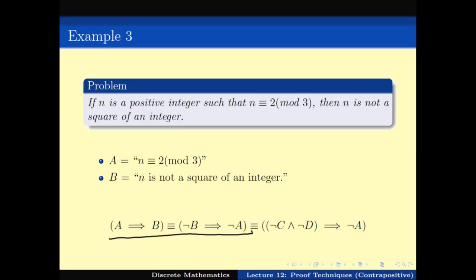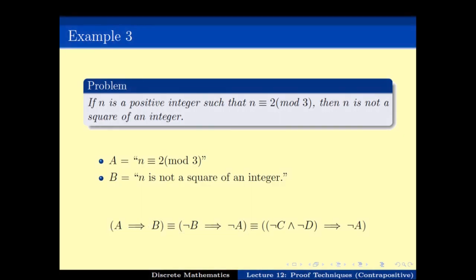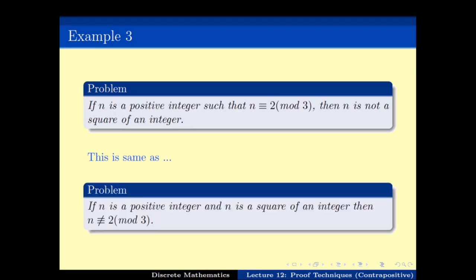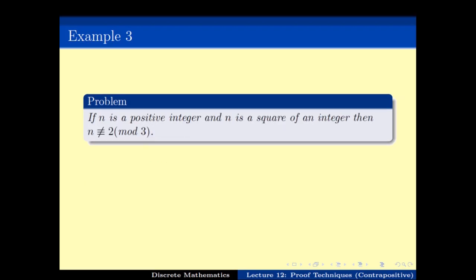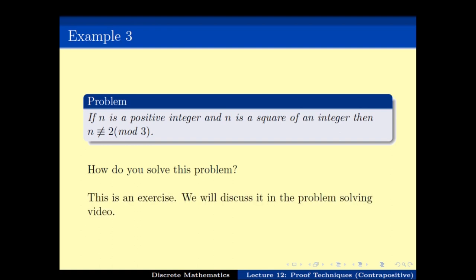See, here we are converting one of the statements to a problem where it does become A implies C or D. But it so happens that it can be helpful. Let's see. So in other words, this problem is the same as: if n is a positive integer and n is a square of an integer, then n is not congruent to 2 mod 3. And how do you solve this problem? I will leave it to you guys to find out the way of solving it. This is a nice exercise which should culminate many of the problem techniques that we have done. It's a very simple application of one technique that we have studied till now.